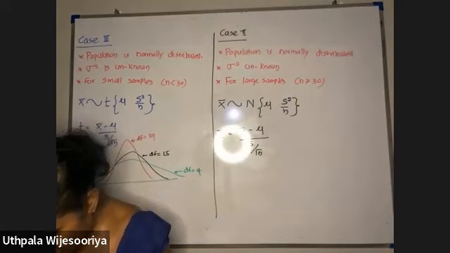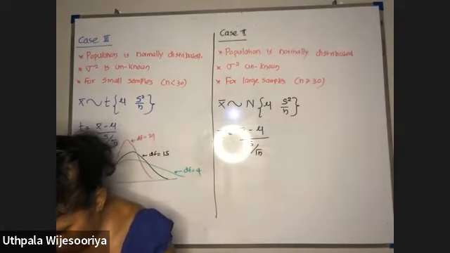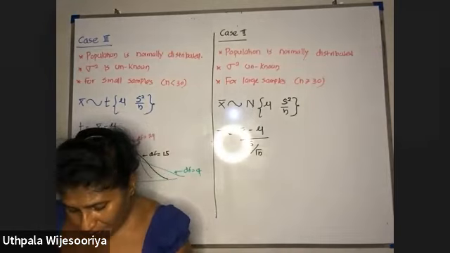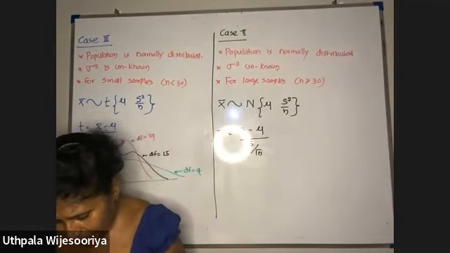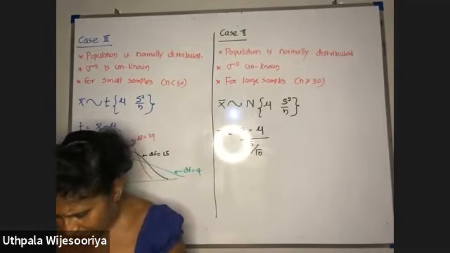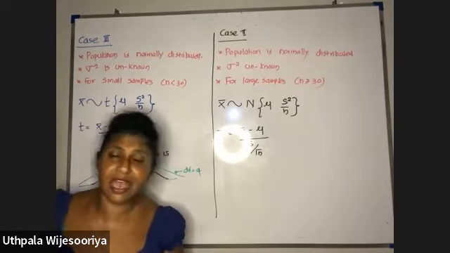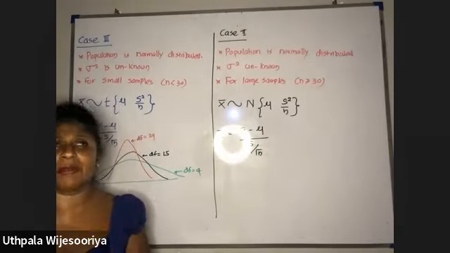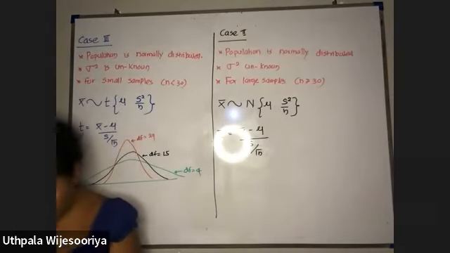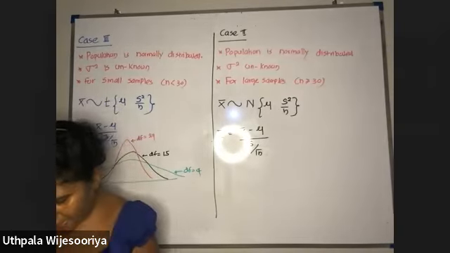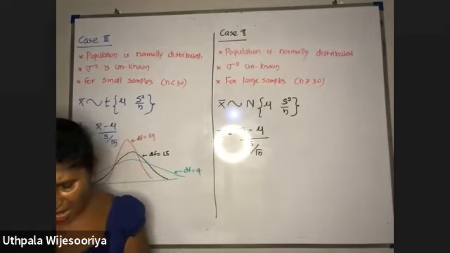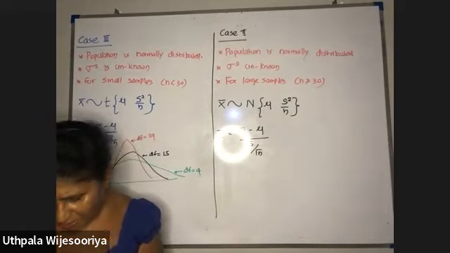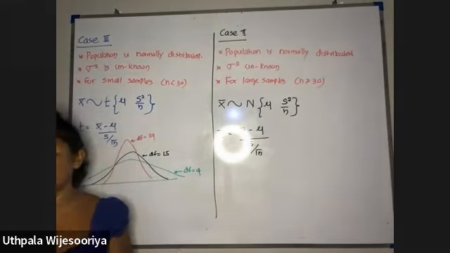Once the size of a sample drawn from any population, even if it is non-normal, with mean mu and variance sigma square, is sufficiently large, that is, we must draw only large samples, the sampling distribution of sample means approximately follows a normal distribution with mean mu and variance sigma square over n.